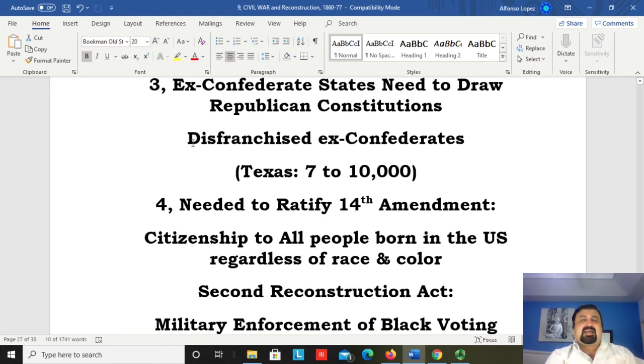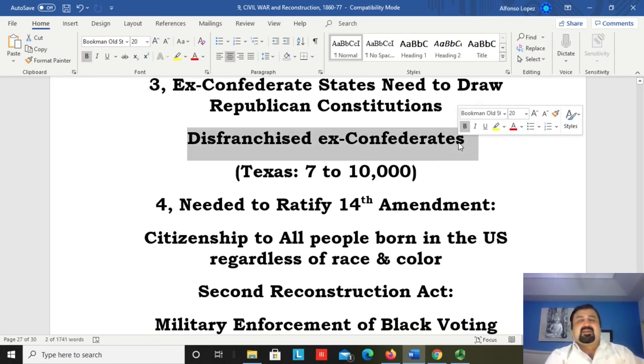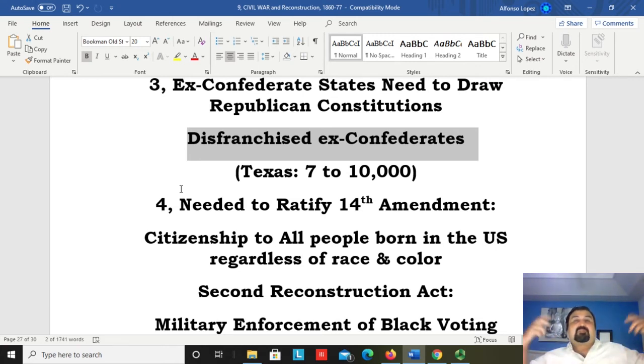Of course, what that really did is that it disfranchised the ex-Confederates. All ex-Confederates were disfranchised at that point. That is to say, all the ex-Confederate officials, politicians, and soldiers could not participate in voting either. In Texas, for example, anywhere between 7,000 and 10,000 ex-Confederates lost their right to vote because they were part of the Confederacy. So they could not participate in voting or holding office.